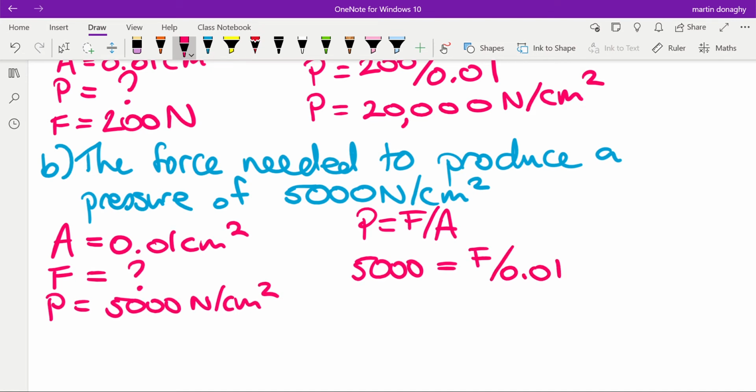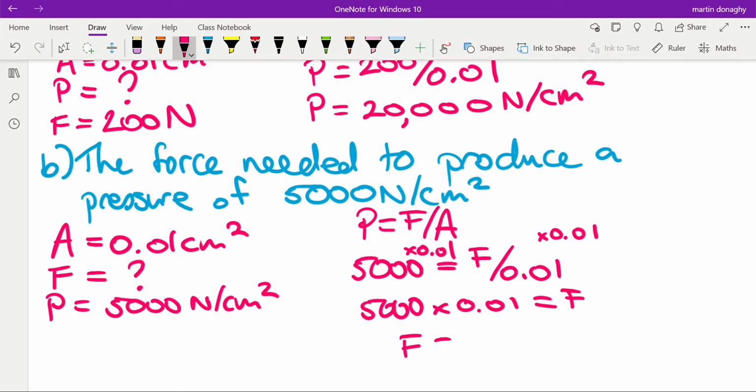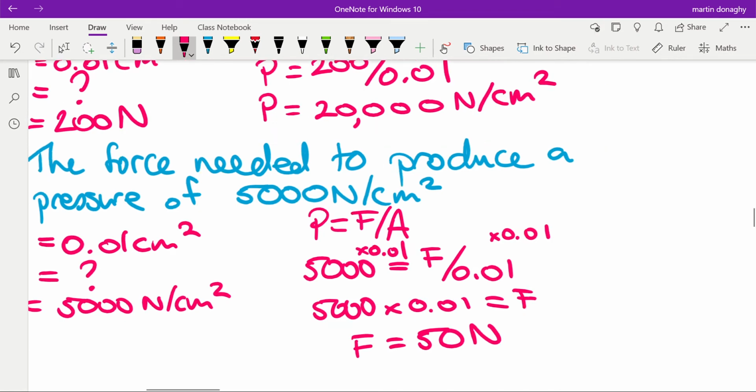On the right hand side we have F divided by 0.01, so we multiply this side by 0.01 to get rid of that, and we have to do it to the other side. So 5,000 times 0.01 equals F. Type that into your calculator and it will give you 50 newtons. Okay, so mathematical questions, same thing. Write out your equation, put in the values, do your calculations, include the unit.